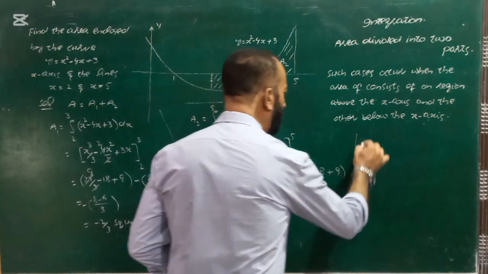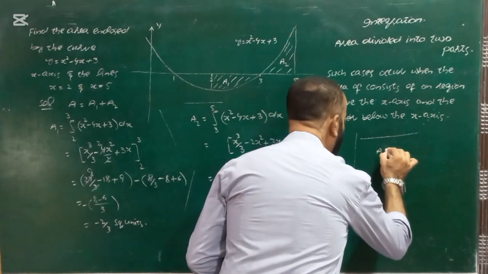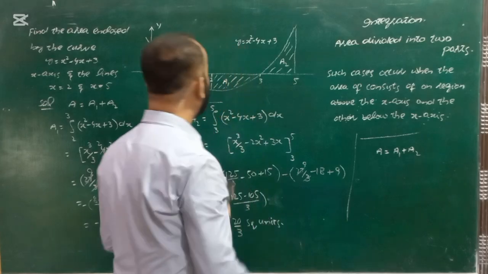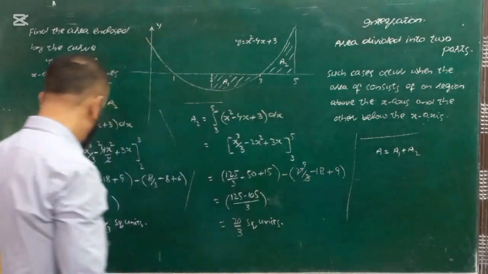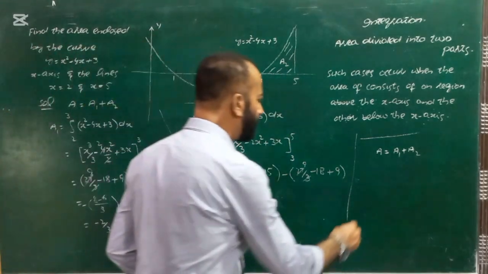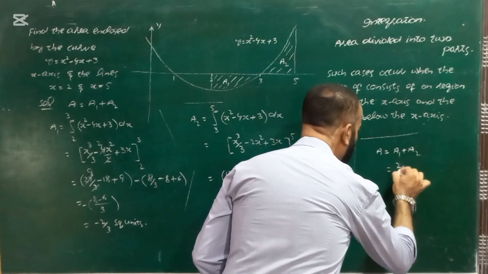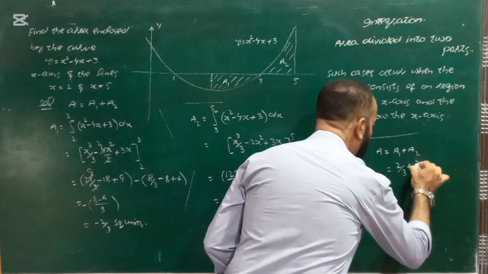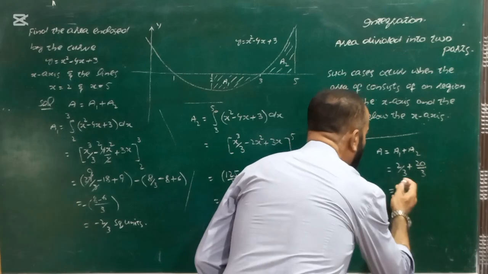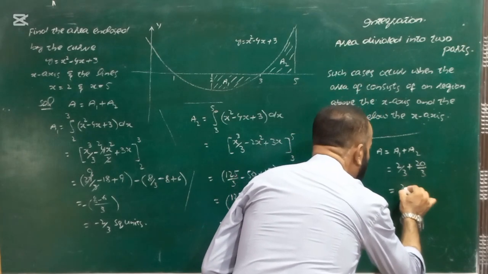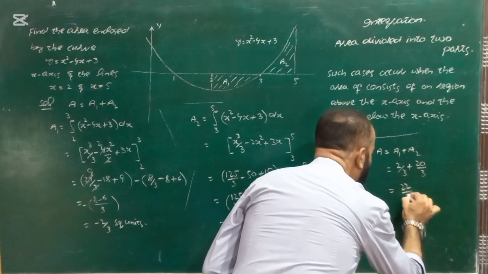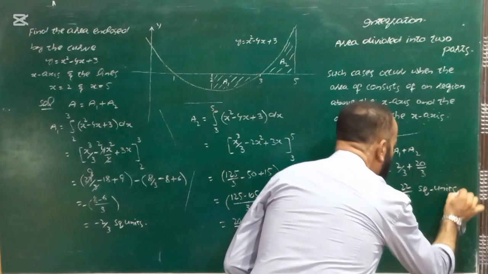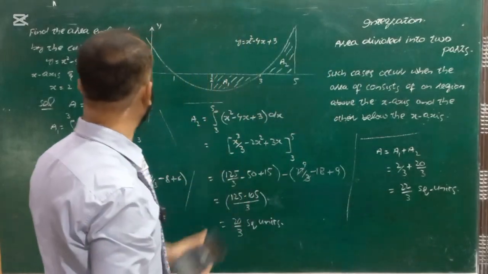And very finally, now we will find the total area, that is equal to A1 plus A2, because total area is A1 plus A2. A1 is 2 by 3 and A2 is 20 by 3. And solving it will make 22 over 3 square units. So this is the required area.